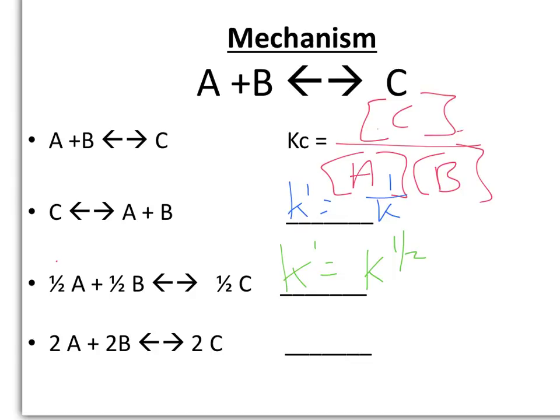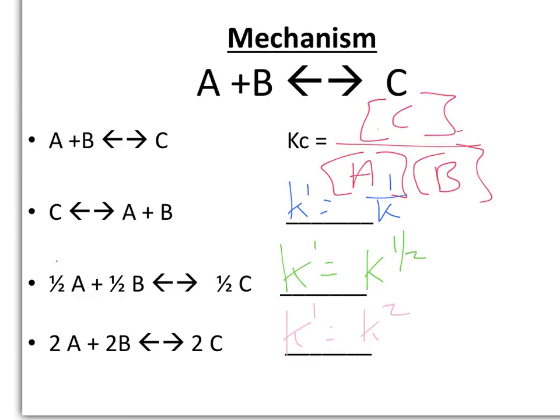Now, what happened in the last one? What did they do to the reaction? They flipped it. All they did was double it, right? That's all they did. So what would we do to this one? K prime is K squared.